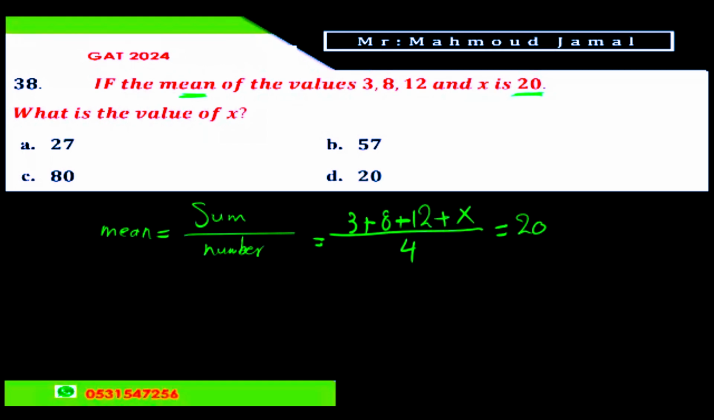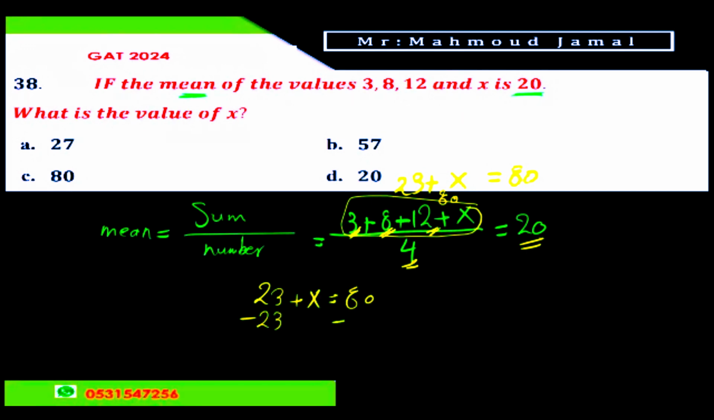That's meaning the sum of all these numbers has to be 80. So 80 divided by 4 equals 20. If we add the 4 values, they have to be 80. We have here 3 plus 8, 11, plus 12, it's 23. 23 plus x has to be 80. I will subtract 23, so x equals 57. If we subtract 80 minus 23, it's going to be 57.